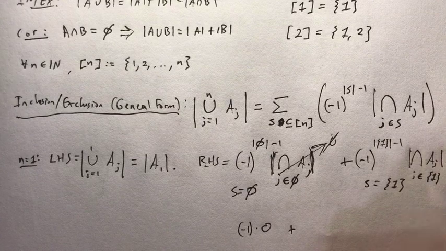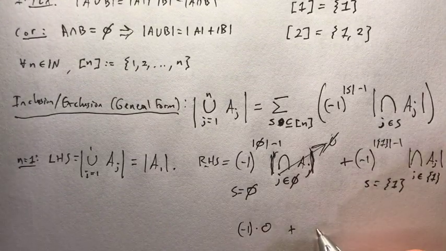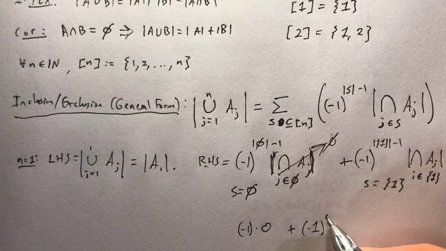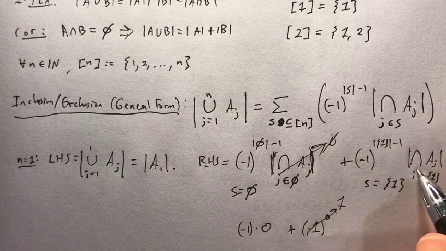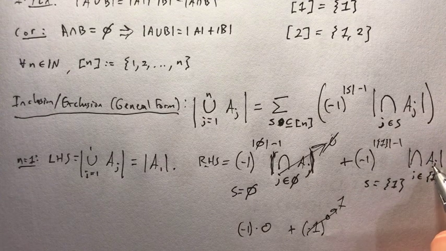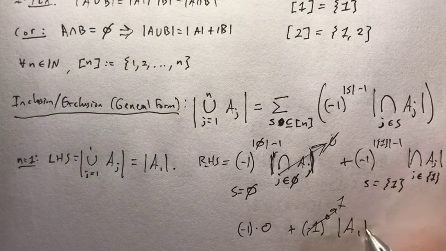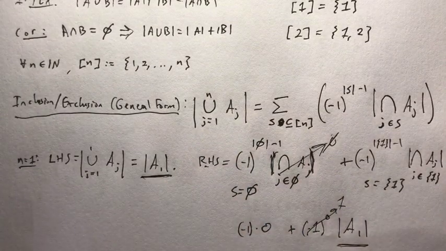Plus, what do I have here? Well, I've got -1 to the 1 minus 1, so that's -1 to the 0, which is 1. And the intersection of A_j as j ranges through this set, well, it's not much of a set, it's just A_1. So the size of A_1. So the left-hand side is the size of A_1, the right-hand side is the size of A_1.